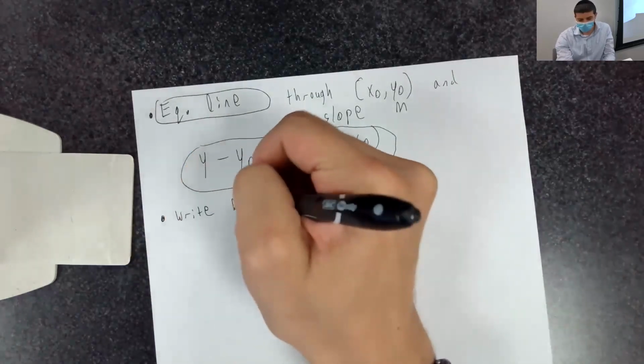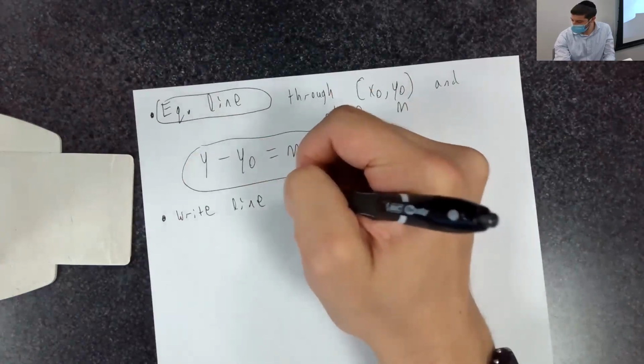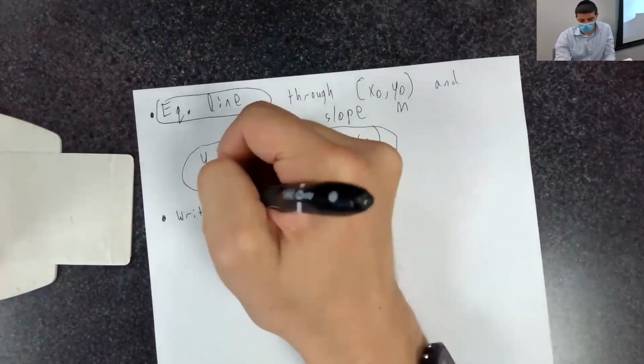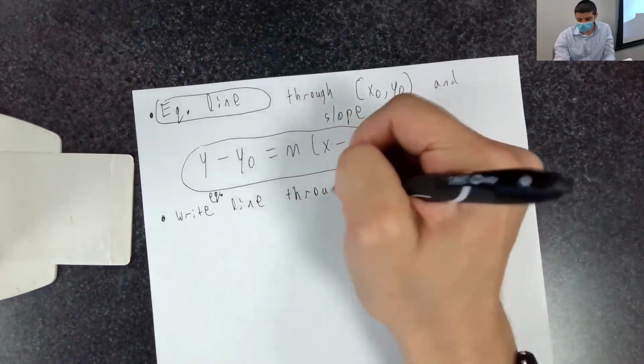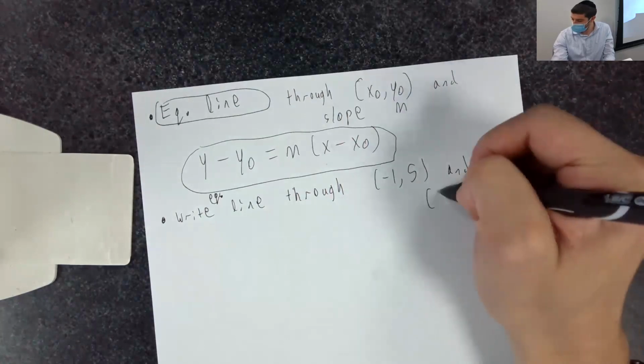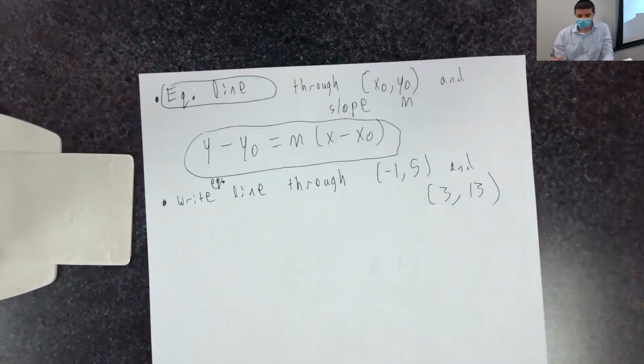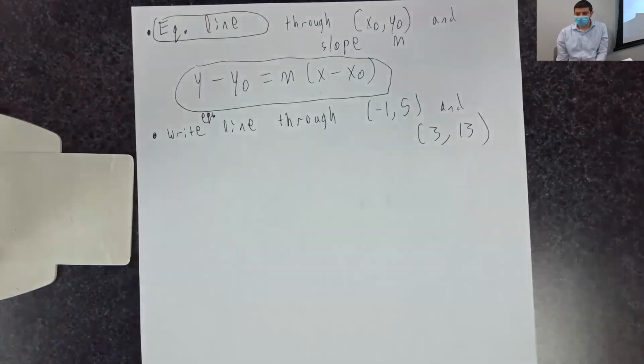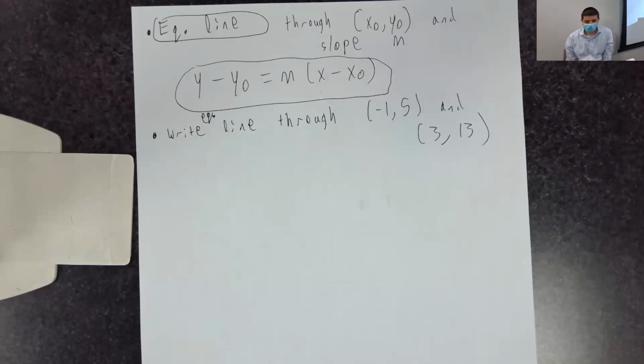Right, write the equation of a line through -1, 5 and 3, 13. Right, write the equation of a line through those 2 points. Okay, so every single question like this could be answered if you have a slope and a point. Well, you have 2 points. Which one do you pick? Any one. You'll get the same answer. Any one you pick.